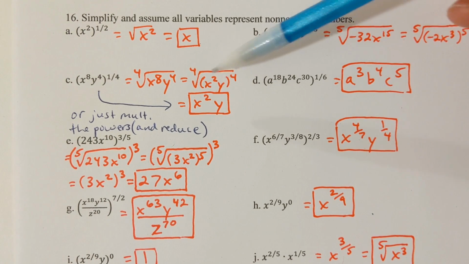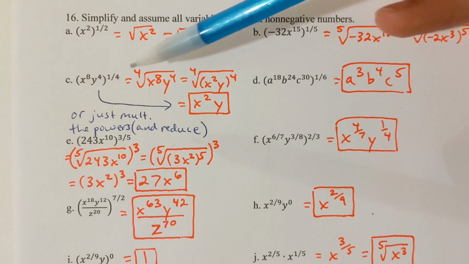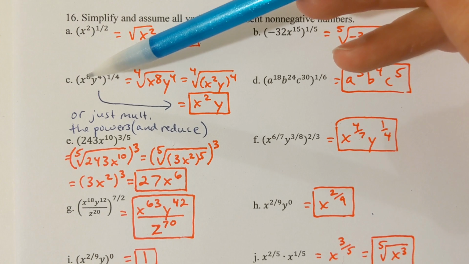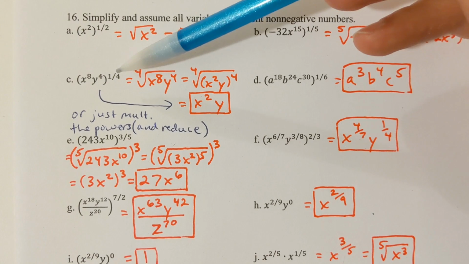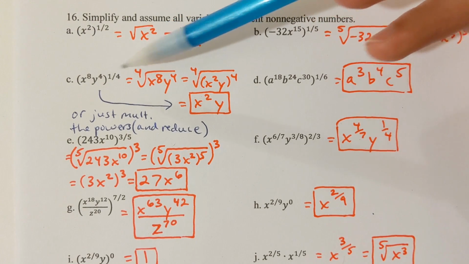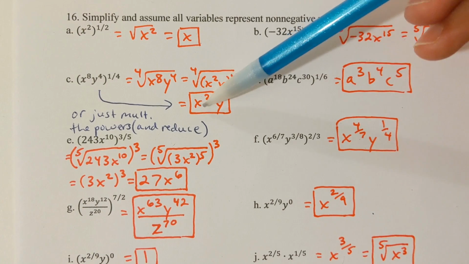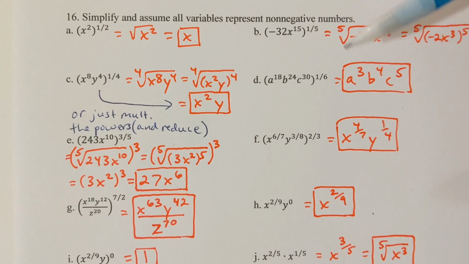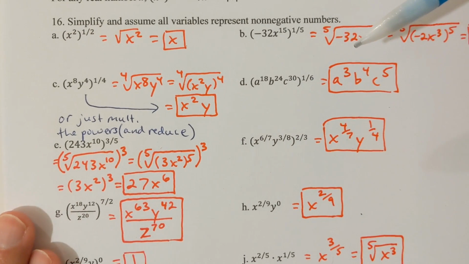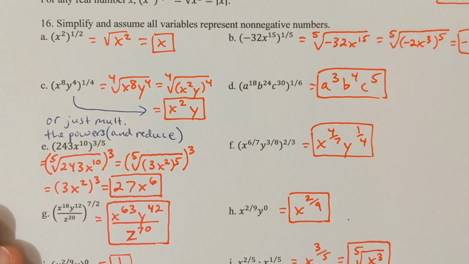Another option, which would be quicker, would be just to multiply the powers and then reduce. So if I did that, x to the 8th, y to the 4th, to the 1/4, well, multiply the powers. 8 times 1/4 would be 2. 4 times 1/4 would be 1. So I'd have x squared times y to the 1st, or just x squared y. I'd still get the same answer. And of course it'd be faster, I think, to just multiply the powers together. But if I look at it in radical form, this would be another option that I could consider. Really what's going on behind the scenes there.